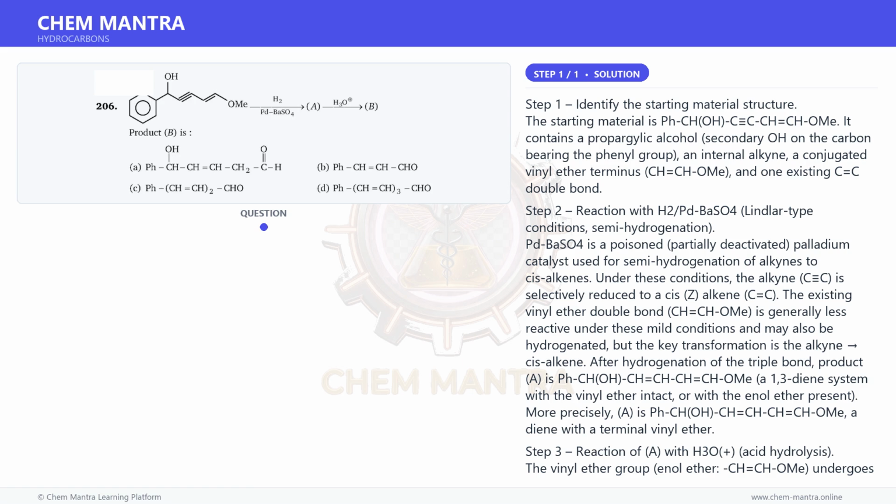This is option C, PhCH=CH2-CHO. Why other options fail? A. Retains the OH and has 6 carbons in the chain, does not account for dehydration and correct hydrolysis product. B. PhCH=CHO has only 2 carbons between Ph and CHO, too short, only a 3 carbon chain versus a 5 carbon chain. D. PhCH=CH3-CHO would require 7 carbons, too long for the 5 carbon chain.